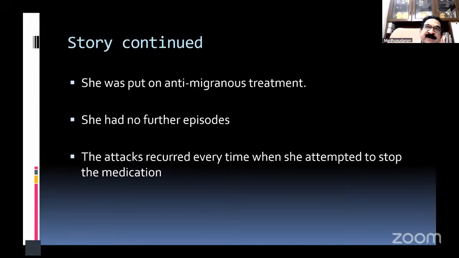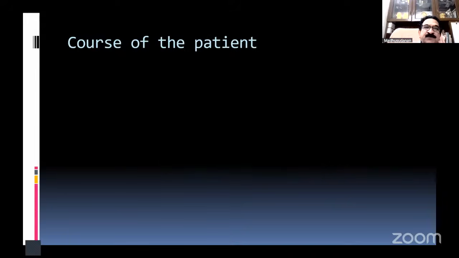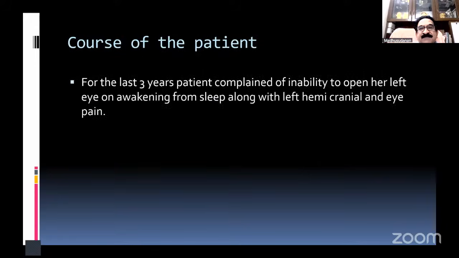Okay, so it's some kind of a migraine phenomena. The story does not end there. For the last 3 years, the patient complained of inability to open her left eye on awakening from sleep, along with left hemicranial and eye pain. At that time there was also facial elevation.